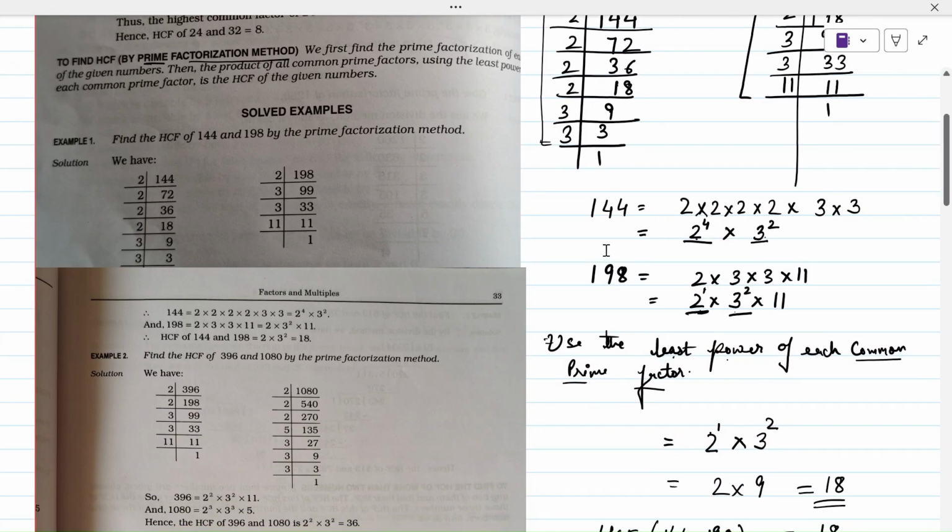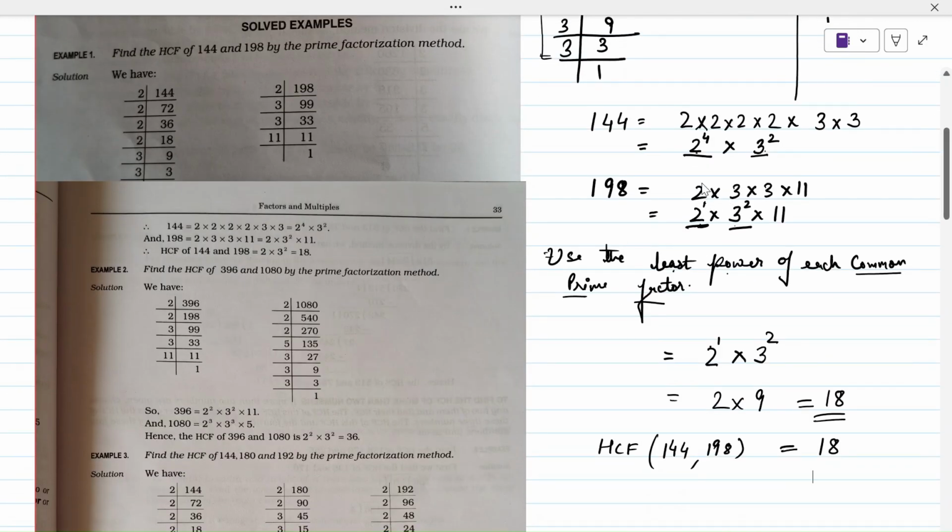So here for 144, 2 is repeated 4 times, so I have written 2 raised to the power 4, and 3 is repeated 2 times, so 3 raised to the power 2. Now for 198, same thing, 2 is there 1 time only, so 2 raised to the power 1 is here. For 3 it is 2 times, so 3 raised to the power 2, and 11 as is.